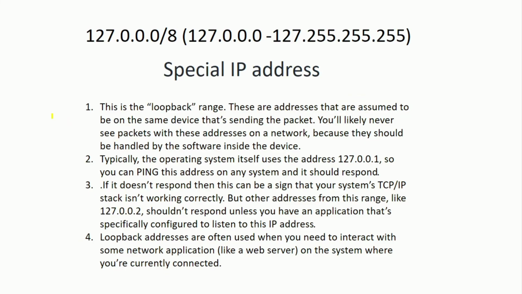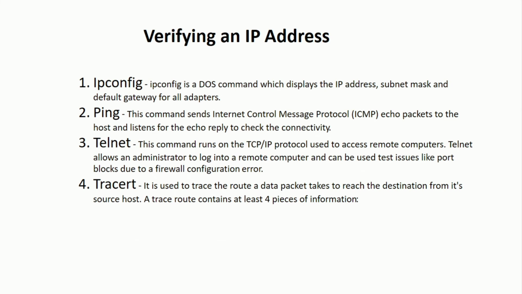Then special IP addresses: 127.0.0.0 to 127.255.255.255. This is a package of IP addresses which are used for loopback purposes. Like when you use localhost, which you call 127.0.0.1, you type it into your browser, that is only your loopback address, which is used for internal testing. When you ping something, when you test the connectivity between two devices, two hosts, that is when you use these IP addresses. Now let us move on to how to verify the IP address.